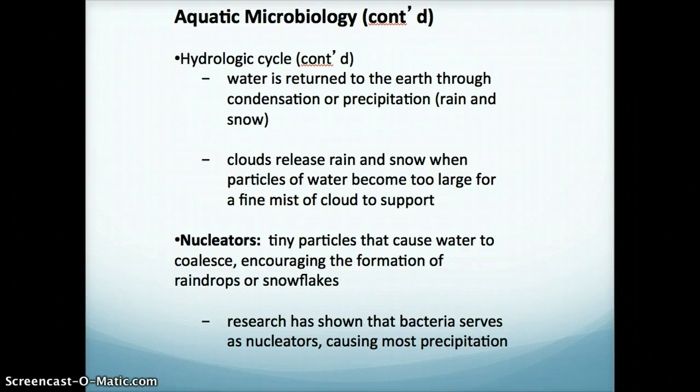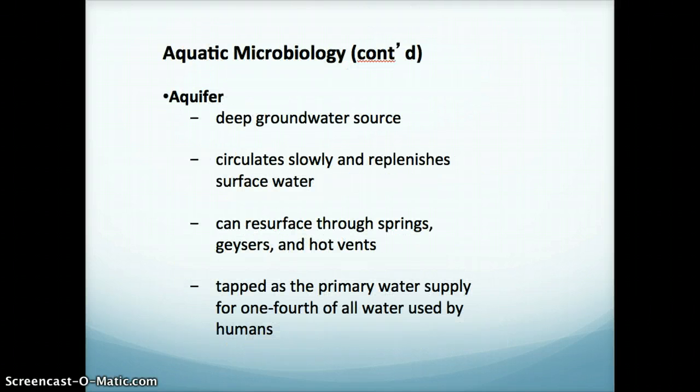And what research has now shown us is that, generally speaking, it's bacteria that serves as this place for water to coalesce, or to come together, causing most precipitation. It's kind of a neat thing to keep in mind about bacteria, that they cause rain and snow.